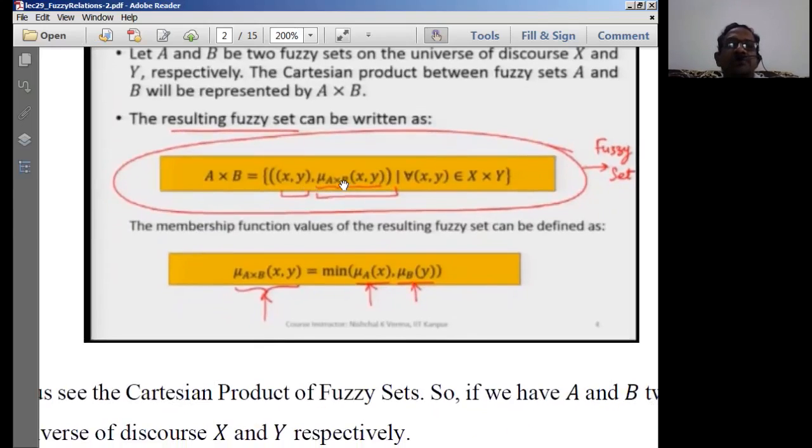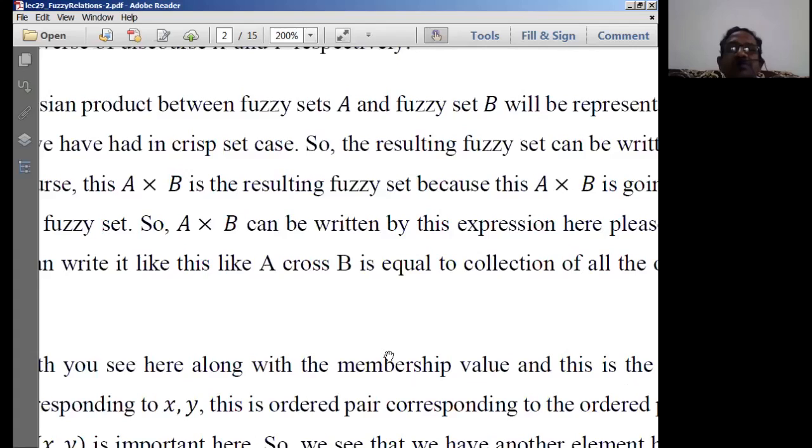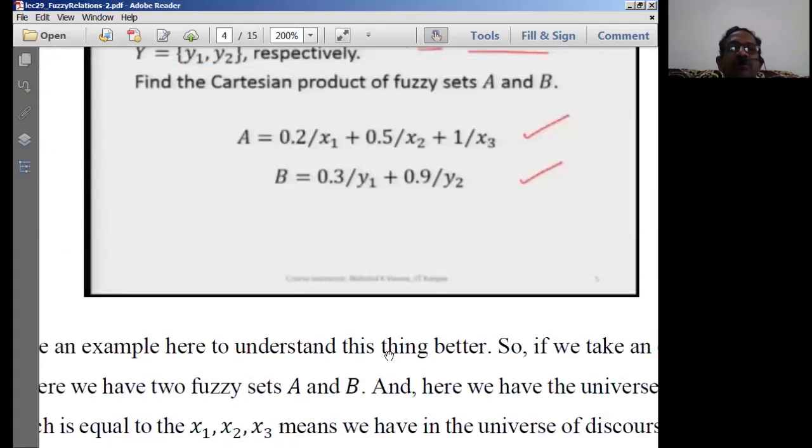Whereas this membership function for the Cartesian product or cross product A cross B, we can write as equal to the minimum of the membership function of A and the membership function of B. If you follow this order A cross B, and if you interchange the order to B cross A, then we can write the minimum of the membership function of B comma the membership function of A. Now for the present example, we are writing A cross B. Therefore, we'll write the membership function of A cross B as the minimum of the membership function of A comma the membership function of B. So let us write this relationship now with an example.